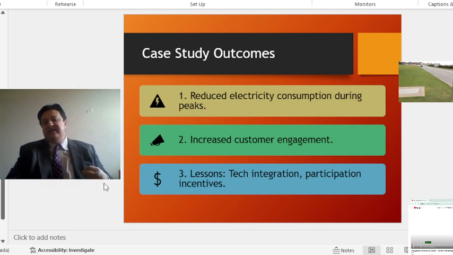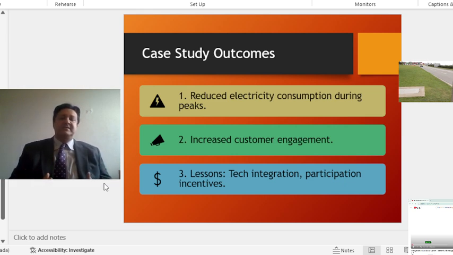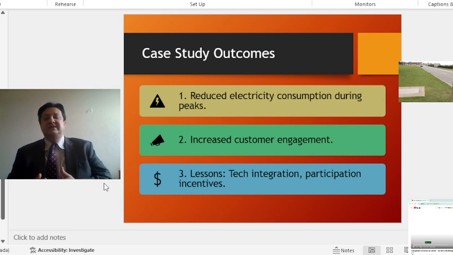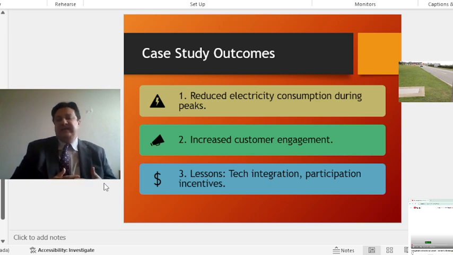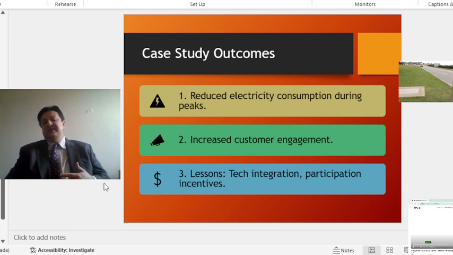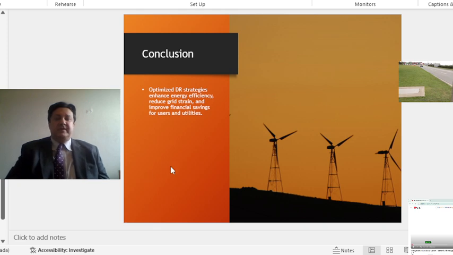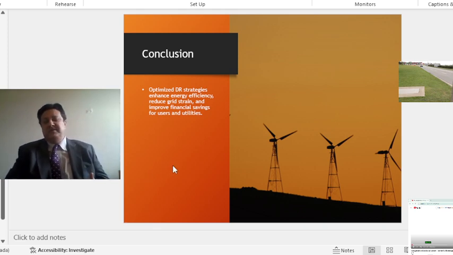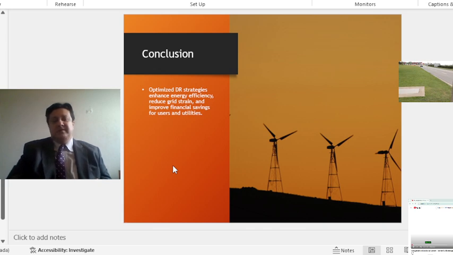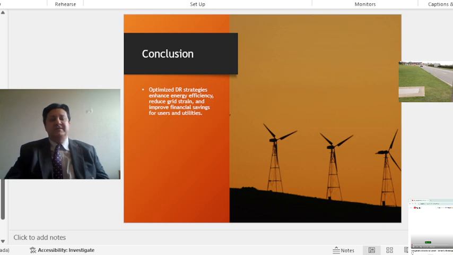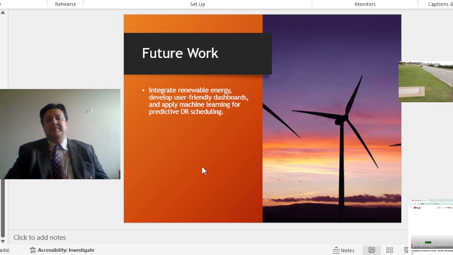So the case study outcomes are that they reduce electricity consumption during peaks. Another is increased customer engagement, and that lessens tech integration participation incentives. So these were some of the goals. Today it's a brief summary of the project I'm going to do. So we will conclude and come up with solutions, and we'll see what future work is supposed to be done.